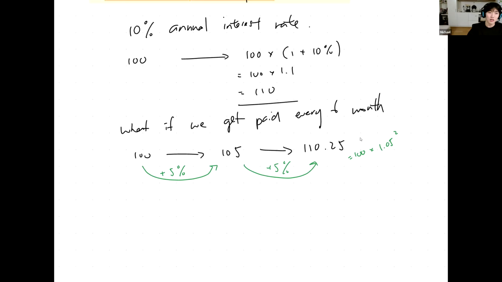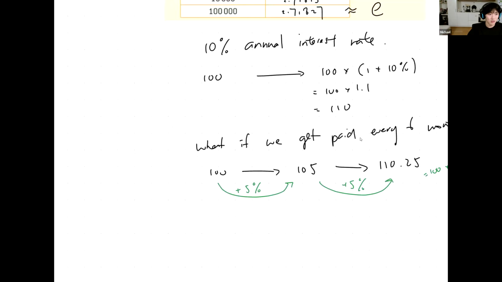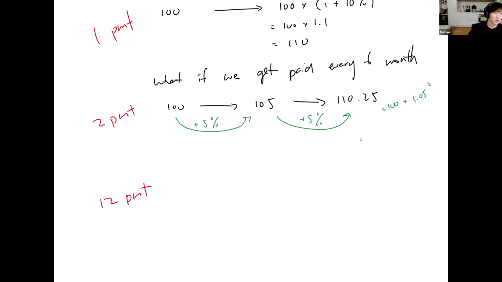We want to compare. This is one payment, right? We want to compare the difference between one payment and then maybe here we can have 12 payments, right? So here we are compounding every month. The next example that we're going to do, let's say we paid monthly.